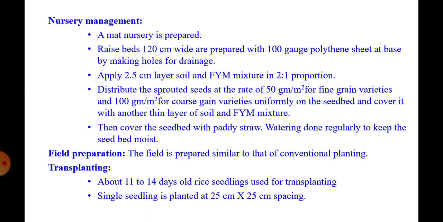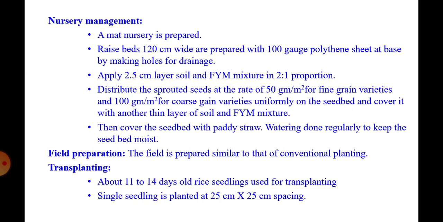Now nursery management. For this SRI method, a mat nursery is prepared. Raised beds 120 centimeter wide are prepared with a 100 gauge polythene sheet at the base, making holes for drainage. Apply a 2.5 centimeter layer of soil and FYM mixture in 2:1 proportion. Distribute the sprouted seeds at the rate of 50 gram per meter square for fine grain varieties and 100 gram per meter square for coarse grain varieties uniformly on the seed bed, and cover it with another thin layer of soil and FYM mixture. Then cover the seed bed with paddy straw and water regularly to keep the seed bed moist.